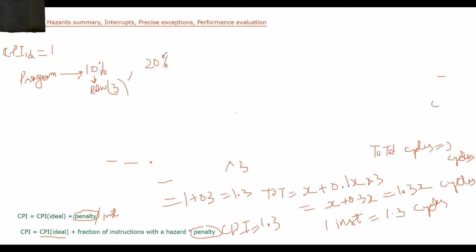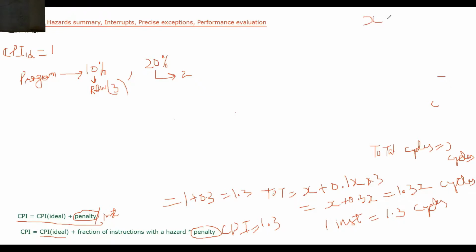So that means 20% of instructions have control dependency, and because of control dependency how many extra cycles will there be? 2 cycles. Now let's see what the CPI will be for this particular program. So what is the CPI? Let's use this equation. CPI is equal to CPI ideal plus penalty per instruction. Let's say we have X instructions total.